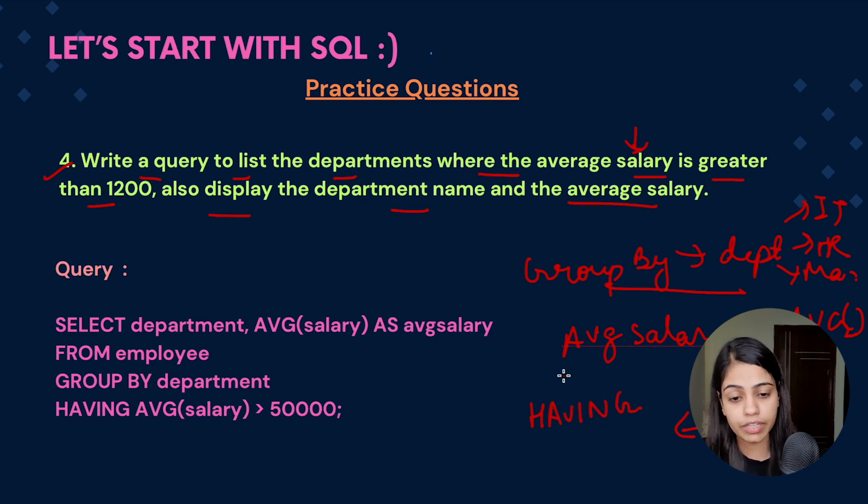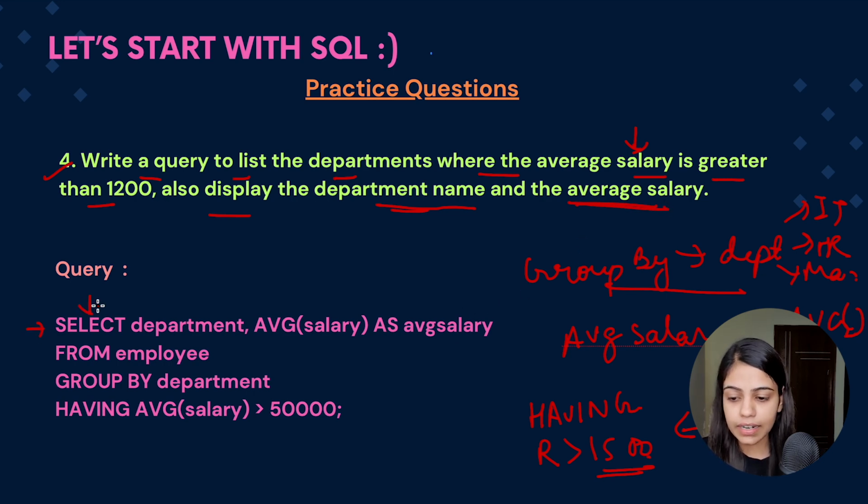So we'll be using the HAVING clause, and with the HAVING clause we'll provide the average salary greater than 1200. That is, the result of average salary for each particular department should be greater than 1200. So we have to display the department name as well as the average salary. So let's see the query.